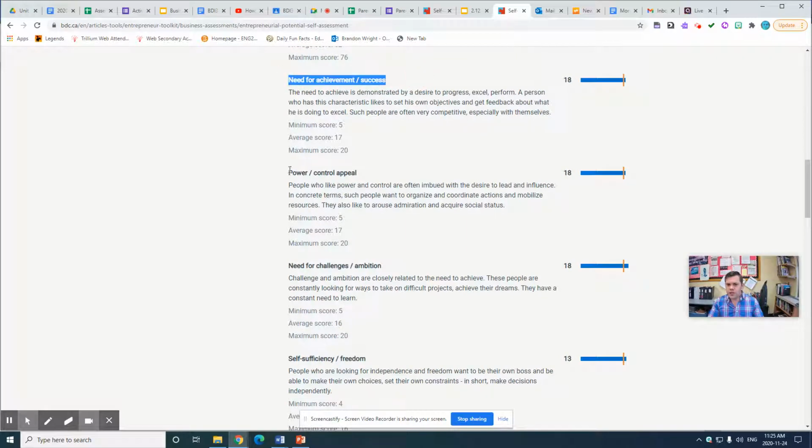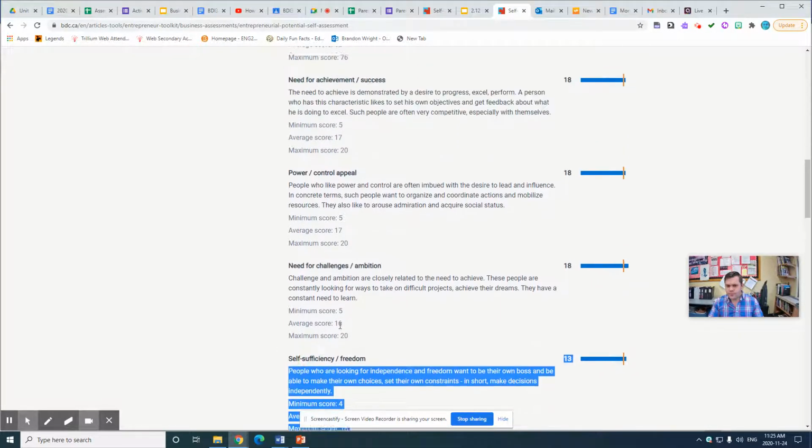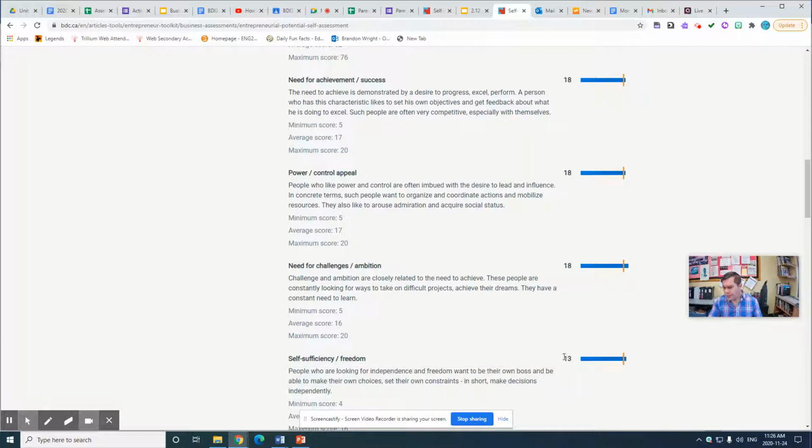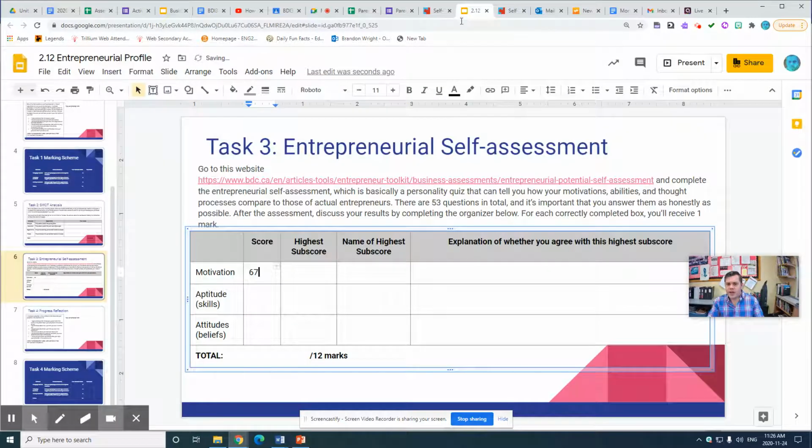There are 4: need for achievement and success, power, control, and appeal, need for challenges and ambition, and self-sufficiency and freedom. Now, my profile is a little unusual because I have 3 sub-scores: need for achievement and success, power, control, and appeal, and need for challenges, which are the exact same score. They're both scored at 18. And for all 3 of them, I'm above average. My lowest is self-sufficiency and freedom. So I'll just pick one. Let's go with need for achievement and success. And that is at 18. So highest sub-score is 18.